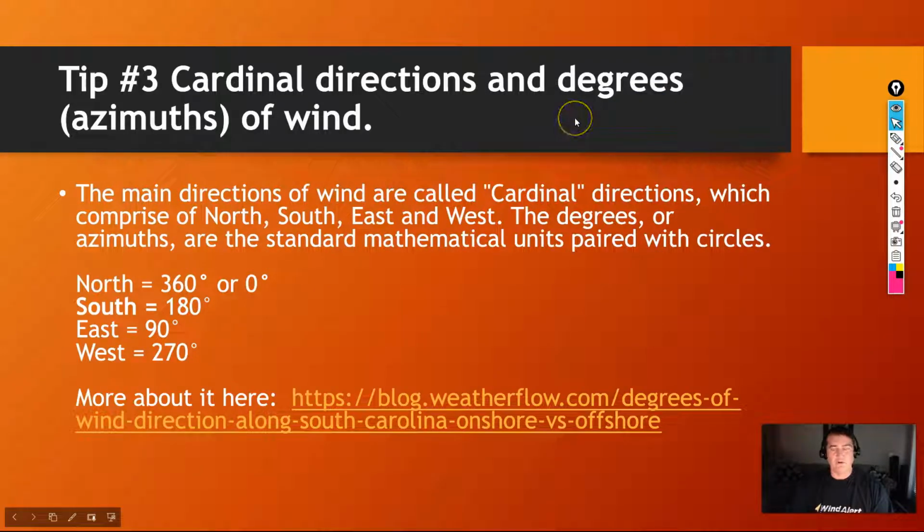Tip number three, cardinal directions and degrees or azimuths of wind. The cardinal directions are north, south, east, and west. When we talk about wind, that's what we call them. Degrees or azimuths are standard mathematical units paired with circles. So if you think about a circle that is round, that's kind of where we're going with it, right? So we know that 90 degrees is going to be east, 180 degrees is going to be south, west is 270, so on and so forth. So you get to north, which is 360 or zero.